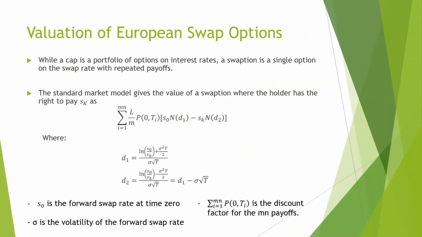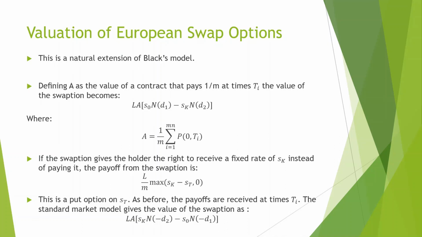While a cap is a portfolio of options on interest rates, a swaption is a single option on the swap rate with repeated payoffs. The standard market model gives the value of a swaption where the holder has the right to pay S_K as the following equation, where d1 and d2 are the following. As you know, S_0 is the forward swap rate at time 0, sigma is the volatility of the forward swap rate, and the sum from i equals 1 to m times n of P(0, T_i) is a discount factor for the m times n payoffs. This is a natural extension of Black's model.